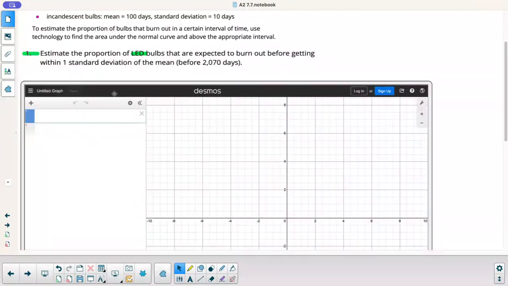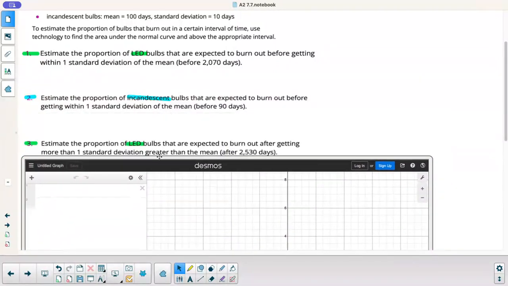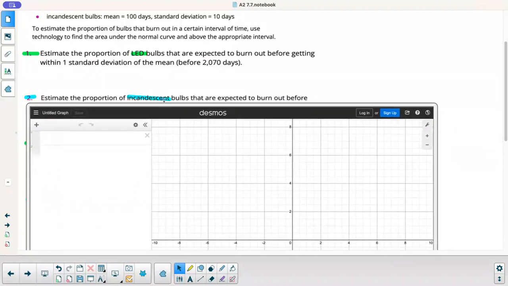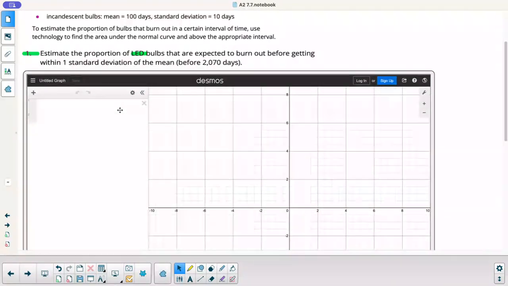All right. And if you're following along with a textbook, I split these up because they flip back and forth from LED to incandescent. So I'm just going to stick with the LED ones first, and then I'll do all those questions, and then I'm going to go to the incandescent next.